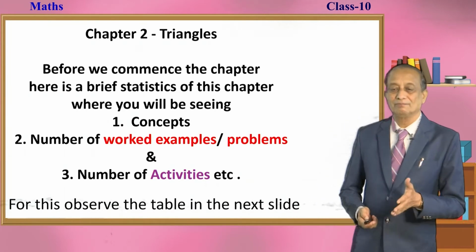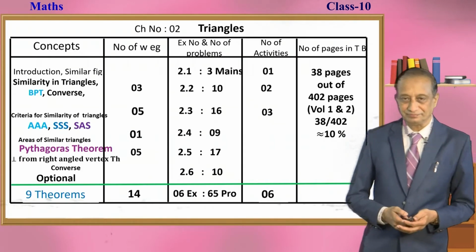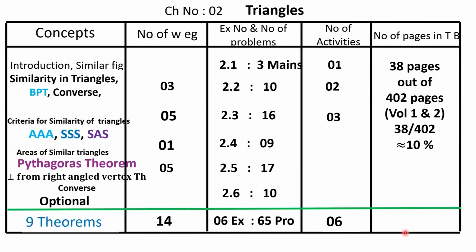Here it is. For this, carefully observe the next slide. Look at this chart, children. The columns are concepts, number of worked examples, example number, exercise number and number of problems in it, number of activities, number of pages printed in the textbook. See, look at the concepts column, about 9 theorems are there with 14 worked examples and 6 exercises with 65 problems and 6 activities, children. For this, about 38 pages out of 402 from volume 1 and volume 2 are printed in our textbook. So, roughly say it works out to 10%.